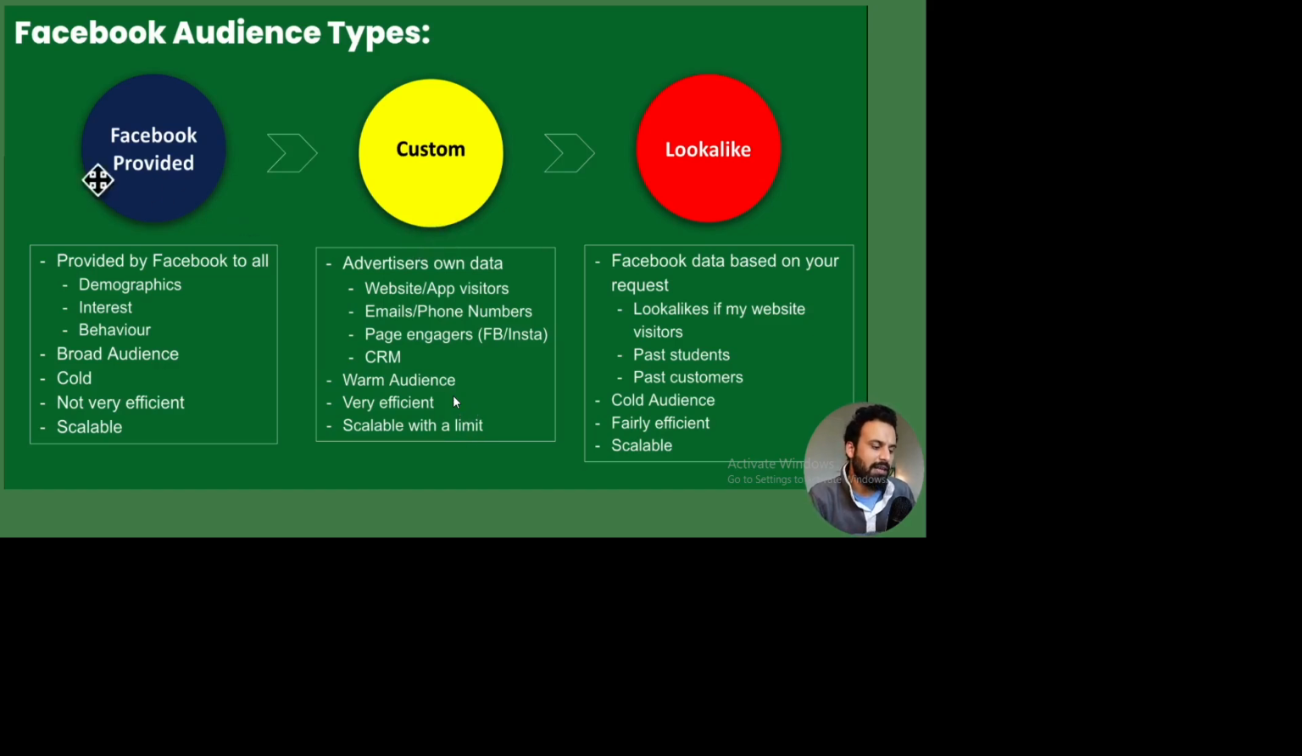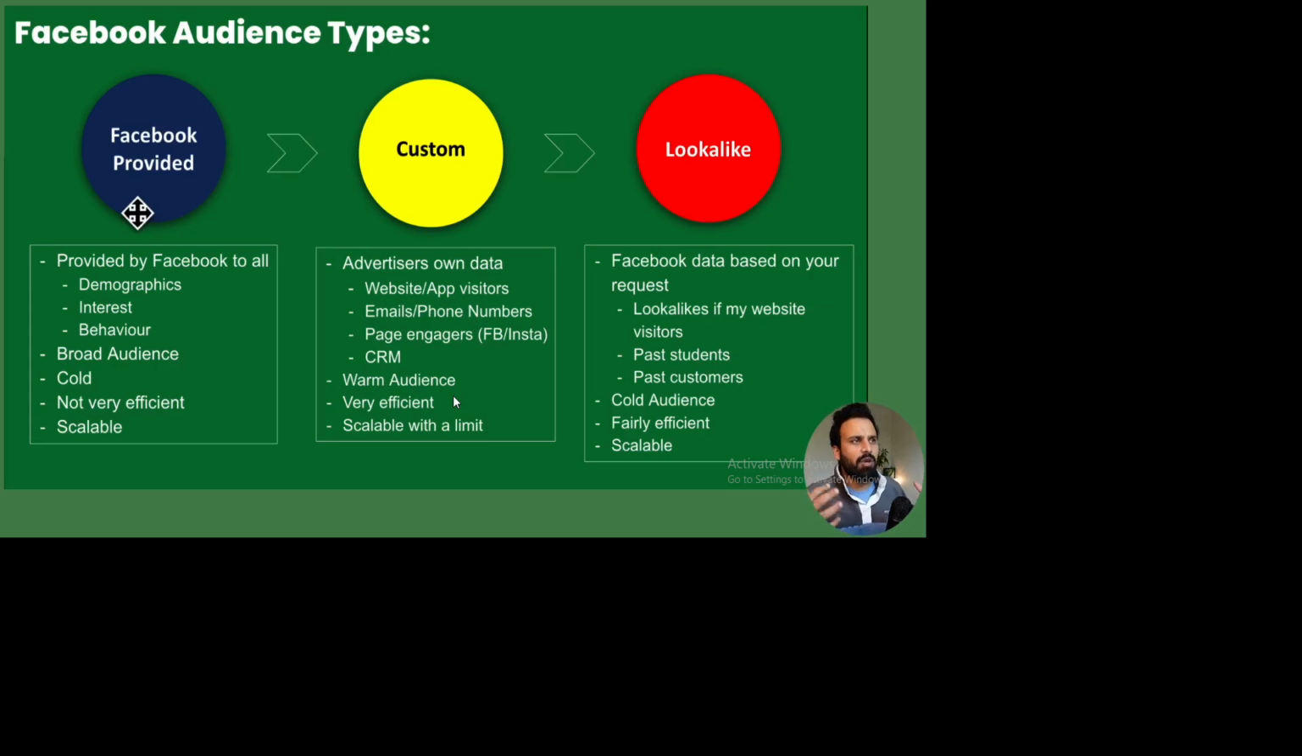So basically, the 2 types of audiences we came to know so far are, one is Facebook provided, the one Facebook provides for everyone. The other is custom, which is owned by the advertisers. If you are a new advertiser, you will not have any data at all. So you will just be relying on Facebook provided. And the goal always is to target Facebook provided audiences, and once they visit your website and app, you basically convert them into your custom audiences.